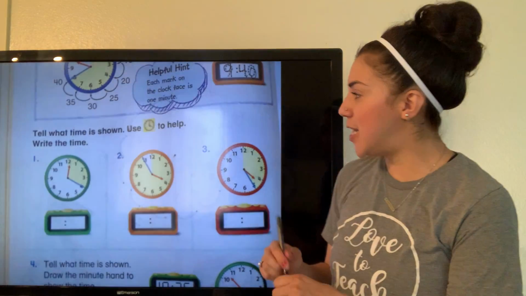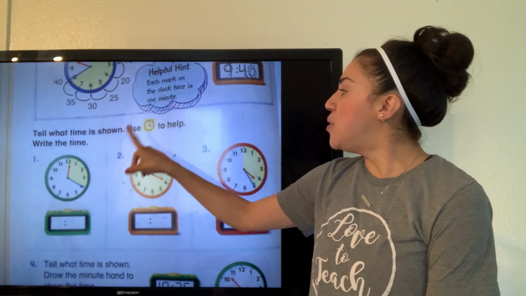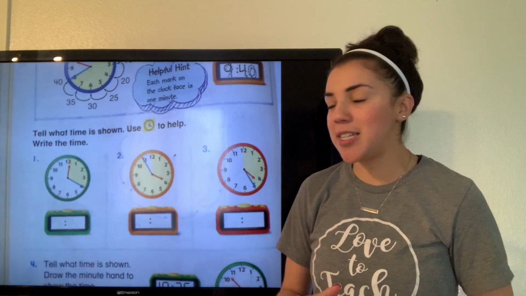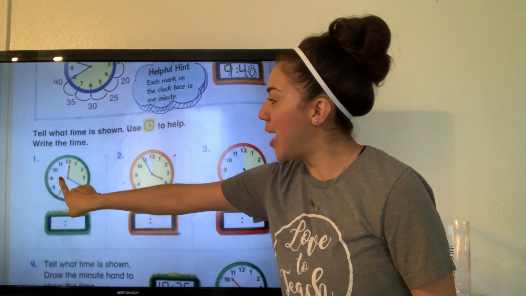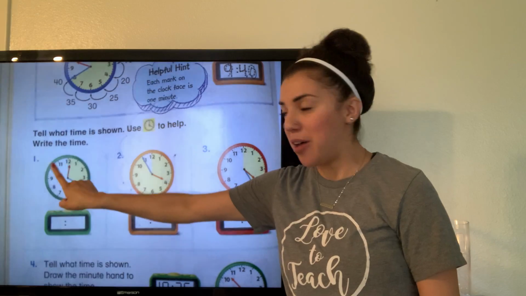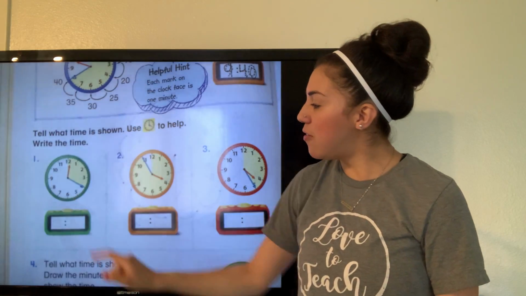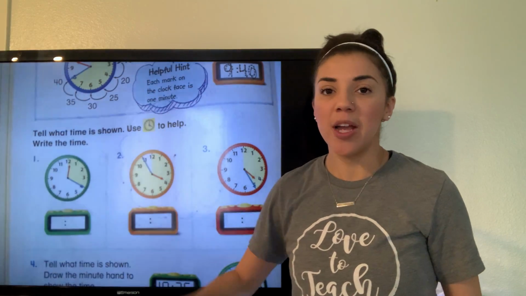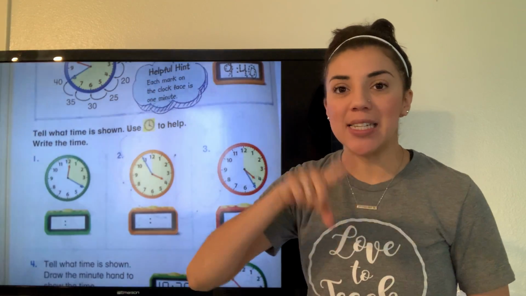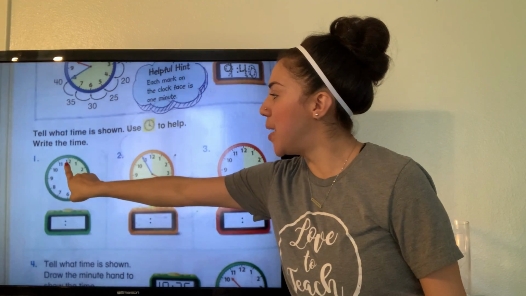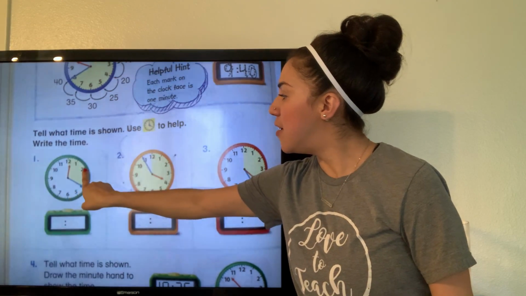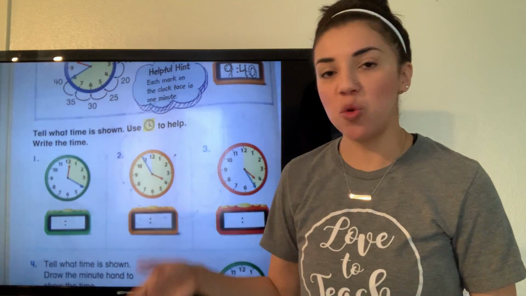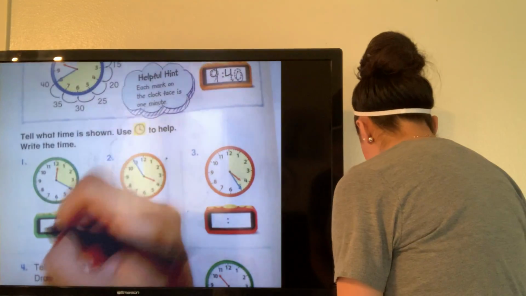Down here it says, tell what time is shown. Use the analog clock to help write the time. Here the analog clock tells us the time. We have the hour hand pointing at the 12, and the minute hand at the 4. Each number, like the 1, 2, 3, 4, represents 5. So we're going to skip count: 5, 10, 15, 20. So this time would be 12:20. We're going to write that number on the digital clock.